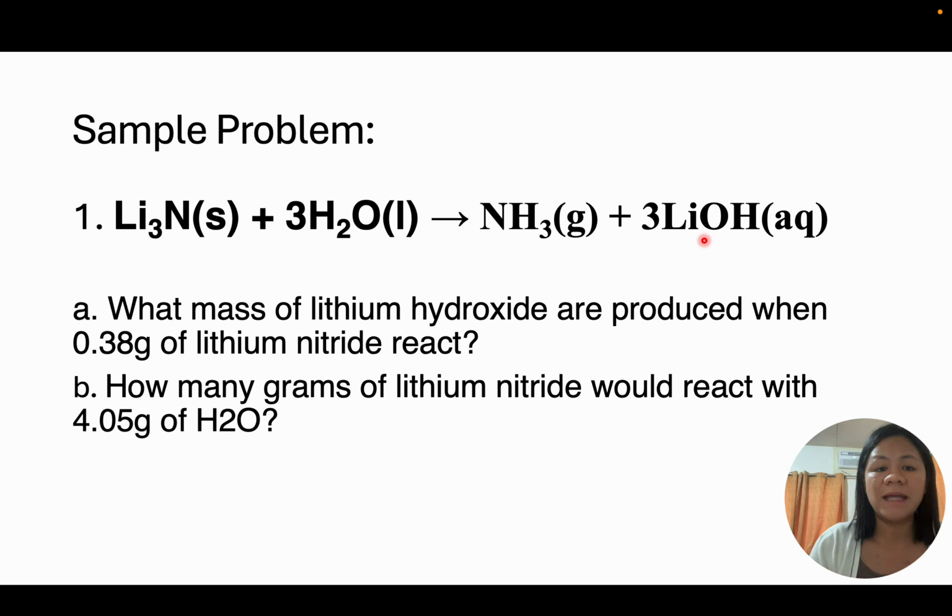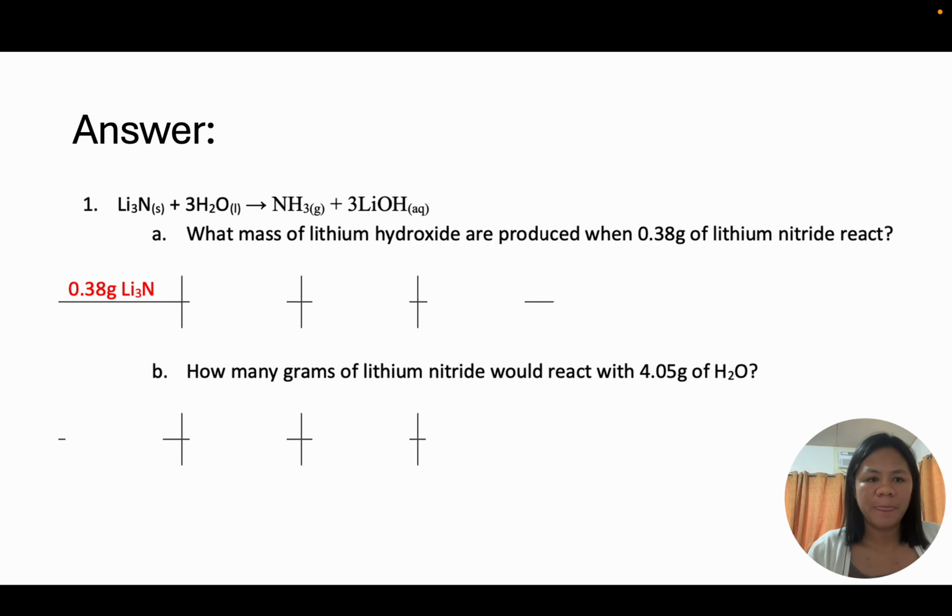0.38 grams of lithium nitride react? So, what we are looking for is the lithium hydroxide, and our given is lithium nitride. Second question, how many grams of lithium nitride? So this is still what we are looking for, and then it reacts with 0.05 grams of H2O. So this is our given. Let's answer these two.